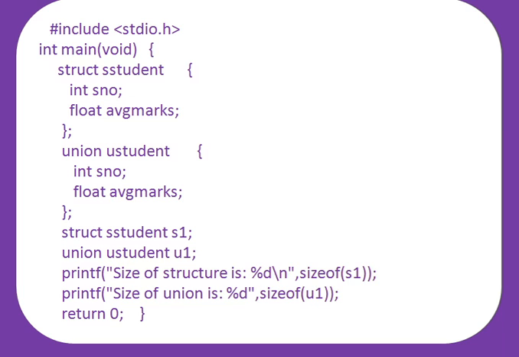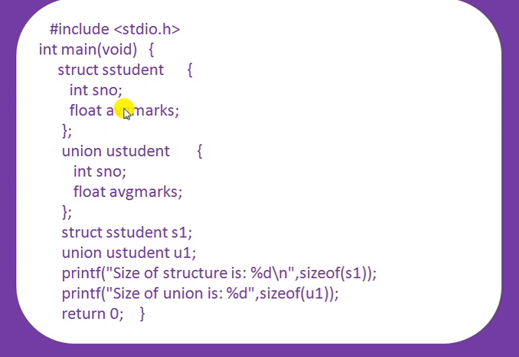So here I have a program. In this program I am taking a structure S student and union U student. I am taking two data members, the same type of data members in both structure and union. Student number, and for storing average marks. One is integer and another one is float. So I am taking these two in union also. Here my intention is to get the size of the structure and the size of the union. That is my intention in this program.